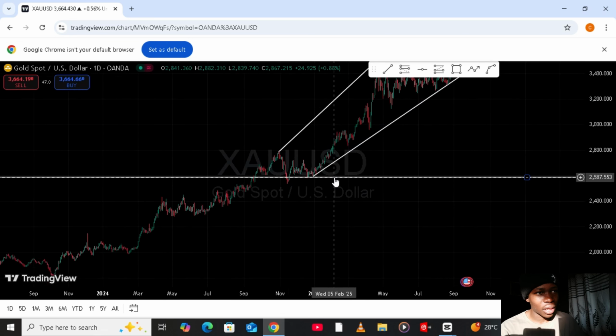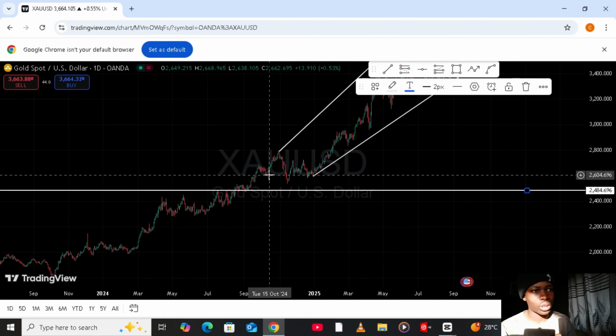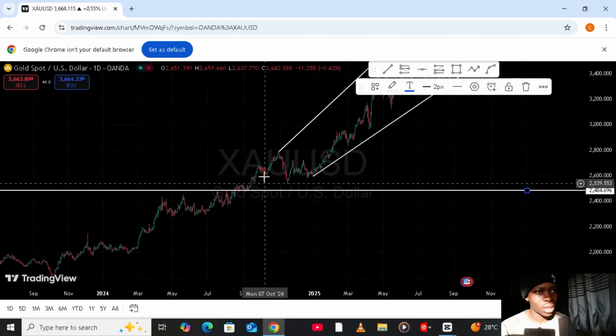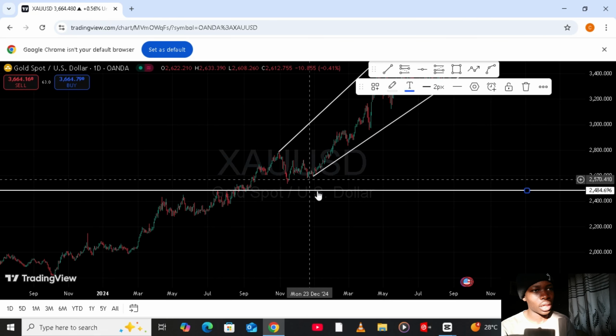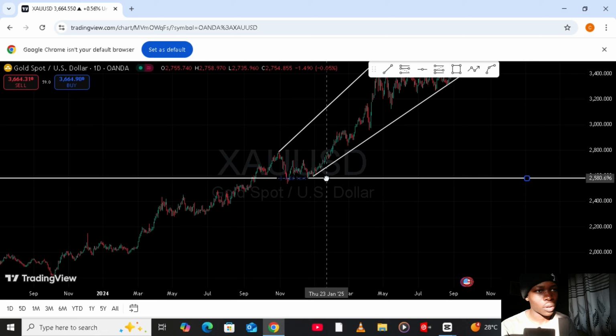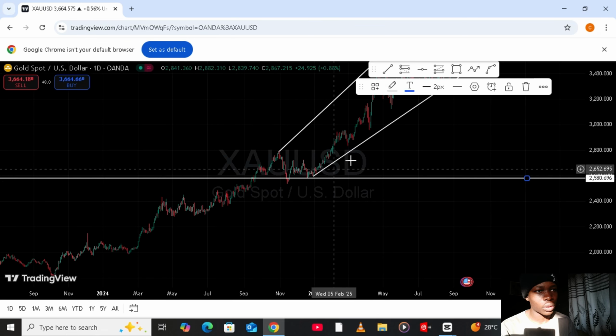This is like a double inverse head and shoulders. So I draw a line on this inverse head and shoulders. So this is shoulder, head, and shoulder, right? So on the other shoulder, I draw a line.